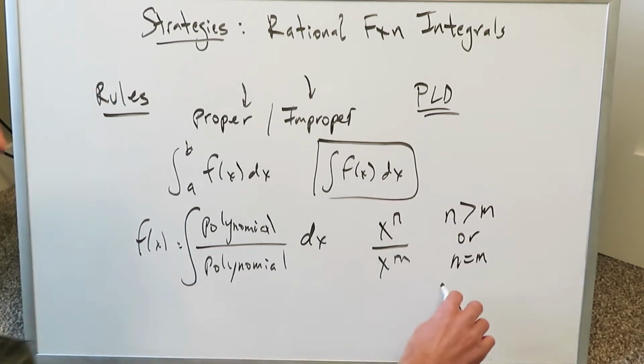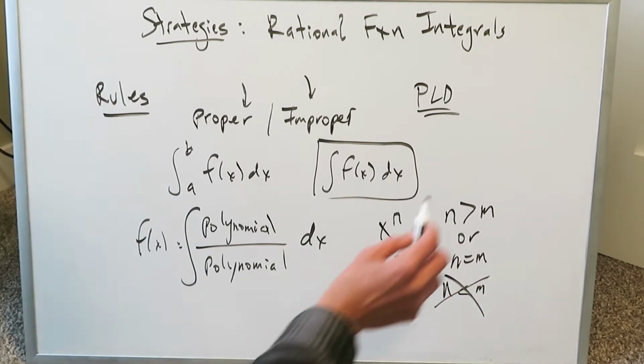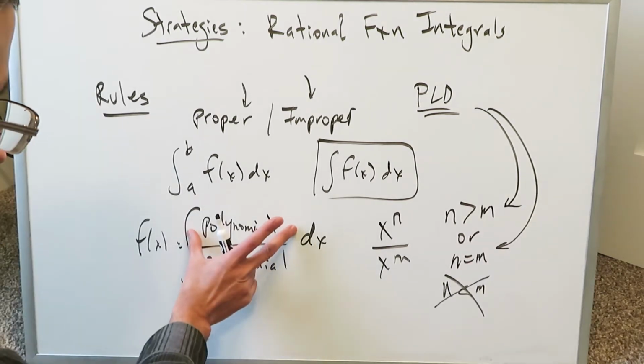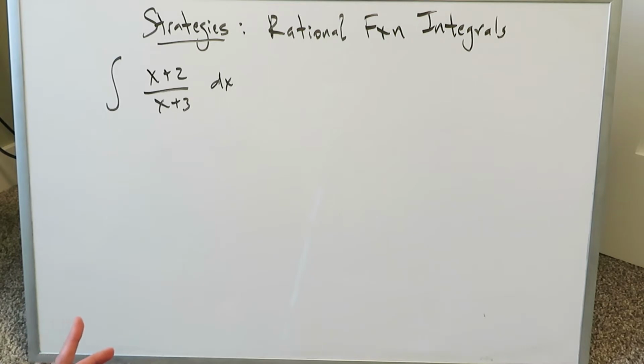You don't want to have a situation here where n is less than m, because then you don't use polynomial long division. You use polynomial long division for these two cases right here, where the highest order degree exponent is higher in the numerator than in the denominator, or they are both the same. And when we look at each of the three examples in this video, we'll stress that point again. We're looking at three questions in this video, three rational function integrals that will go from easy to hard.